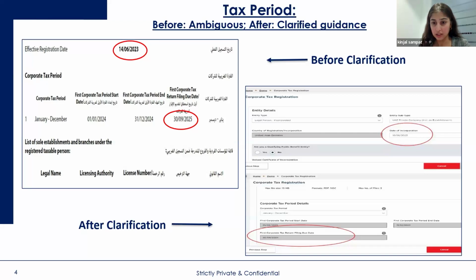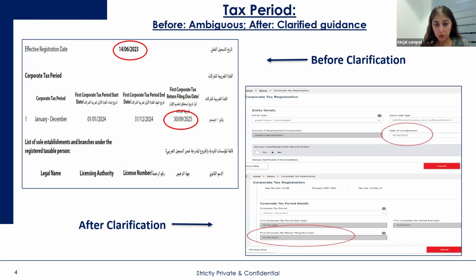Yes. There are specific instances which are specified in the law where you would be required to inform the FTA about your change in the tax period. For those instances, yes, you have to inform, but for these instances where there is a public clarification raised by FTA itself and they've specified that no need to inform, you don't need to inform the FTA.